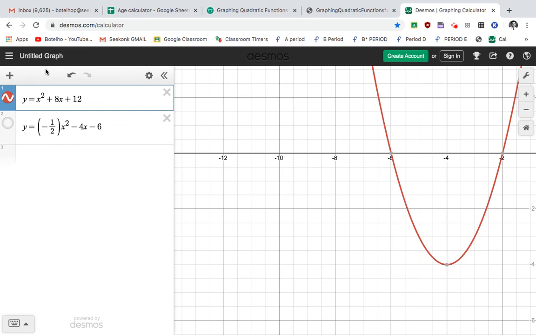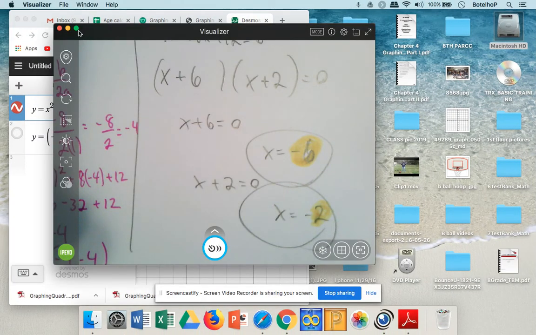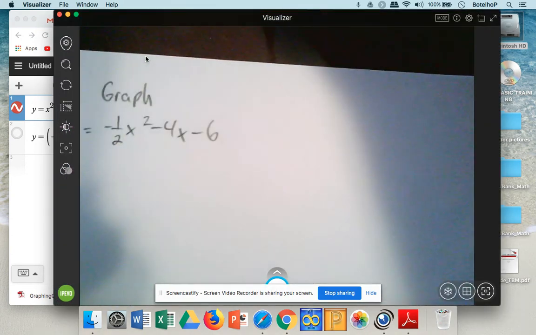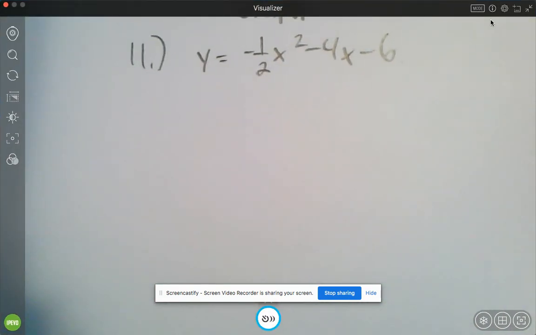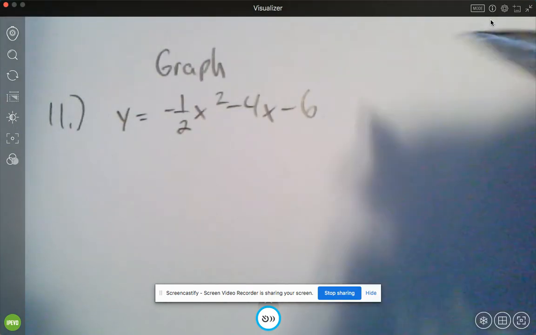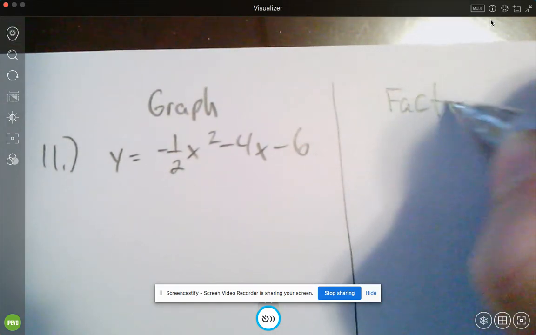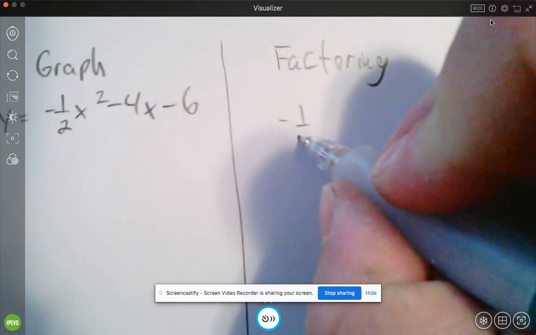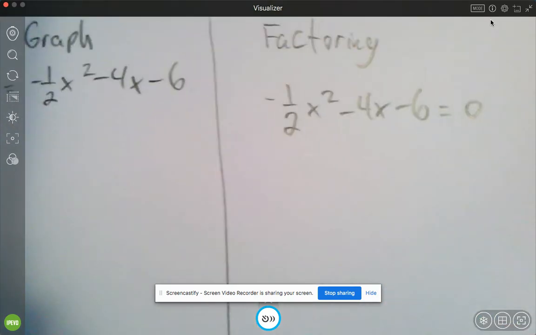This is number 11, right? So I'm going to go here, number 11. Okay, so we're going to graph this. We can do it. Don't get freaked out by the fractions. Before we do it, let's do it by factoring. Okay, this was the other chapter. We go -1/2 x squared minus 4x minus 6 equals 0.